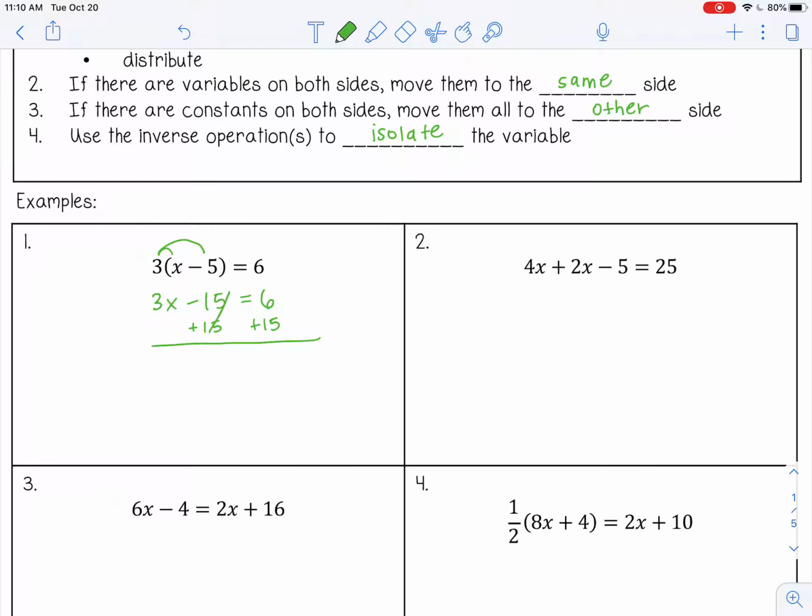That's 0, so I'm going to bring my 3x down. Always bring your equal sign down. 6 plus 15 is 21. And then I want to do the inverse operation, 3 times x, so I want to divide. 3 divided by 3 is 1x, or just x. And 21 divided by 3 is 7.